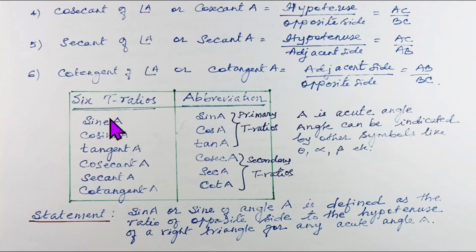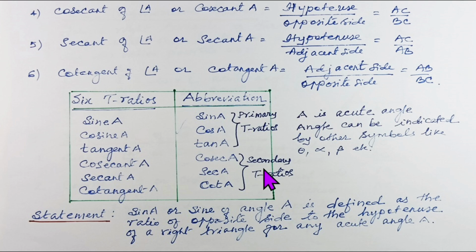Now the 6 trigonometric ratios, sine A, cosine A, tangent A, cosecant A, secant A, cotangent A, have abbreviations: sine is written as sin A, cosine is written as cos A, tangent is written as tan A, cosecant is written as cosec A, secant is written as sec A, and cotangent is cot A. In trigonometry we have these abbreviated names for the 6 trigonometric ratios, and the first 3, that is sin A, cos A, tan A, are primary T ratios, and cosec A, sec A, and cot A are the secondary trigonometric ratios. Remember that.